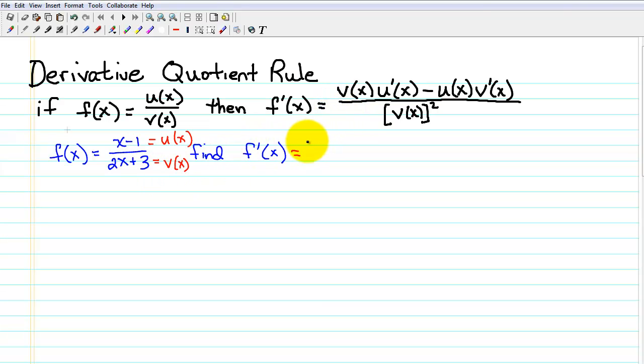So at the top we take v of x, the denominator. Now we need to take the derivative of the numerator, so the derivative of that is 1. Now we have the minus part of the formula. Now we need u of x, that's the numerator, times the derivative of the denominator, which would be 2. And that entire expression is over our denominator squared.